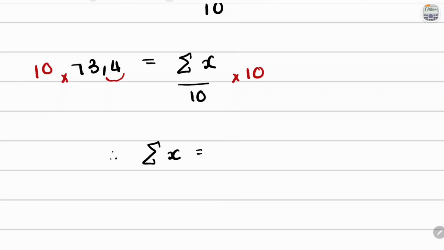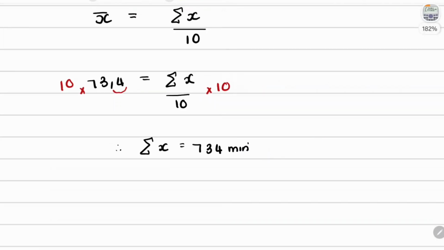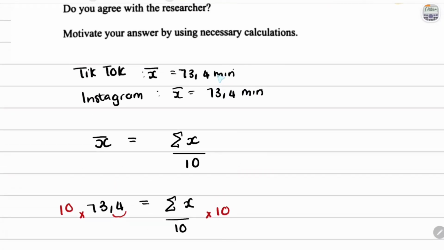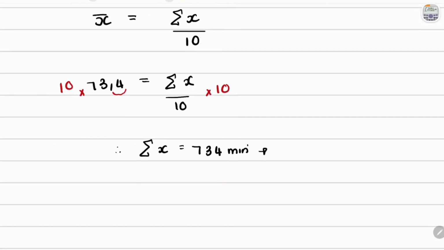You can also use a calculator. If you calculate on your calculator, it's not going to erase your data. And so that is 734 minutes in total. And this is for Instagram. But you see that the mean time is exactly the same and there's the same amount of learners. So this is for each platform, okay, for Instagram and TikTok.